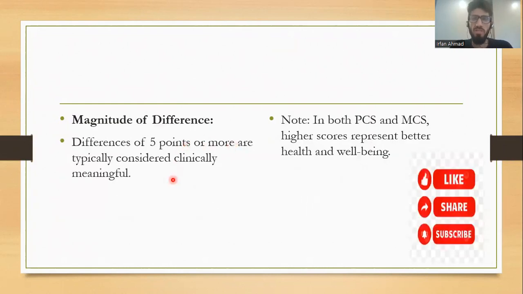Now, magnitude of difference, this is the most important slide. For example, if you measure the health quality of life using SF-36, then give an intervention, and then after some time, 1 month or 2 months, you reassess the quality of life, and there is a change in the score when you compare with the baseline, before the intervention. So how can we interpret this? Is the change clinically significant, clinically meaningful or not? So here we get the cutoff. A difference of 5 points or more is typically considered clinically meaningful.